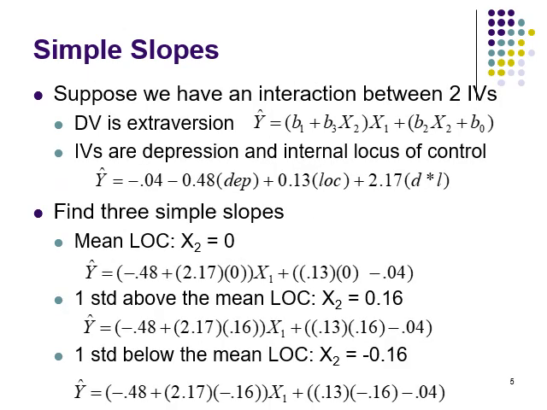So suppose we have an interaction between two IVs, and our DV is extroversion. Our IVs are depression and internal locus of control. So we're trying to predict extroversion. Extroversion in this case is Y prime. We're trying to predict someone's extroversion from their depression and internal locus of control scores.